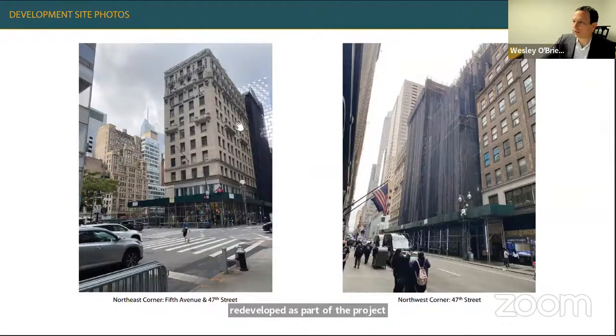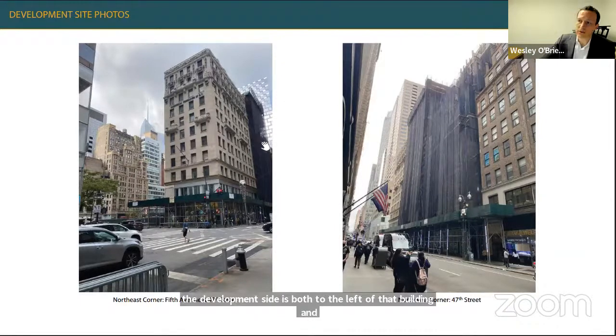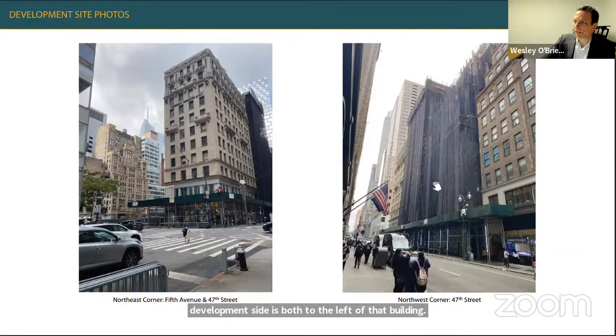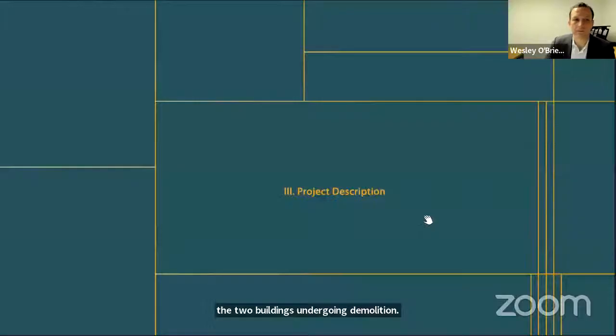The development site is both to the left of that building and shown with the scaffolding and netting to the right of that building. The image on your right now is looking back towards the site from 47th Street, and you can see the two buildings undergoing demolition. They're located behind the netting.